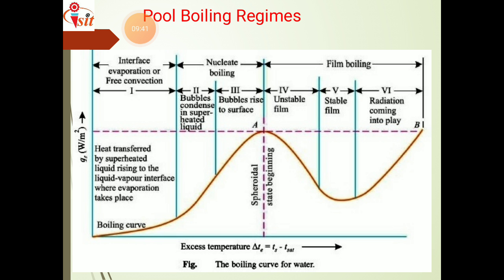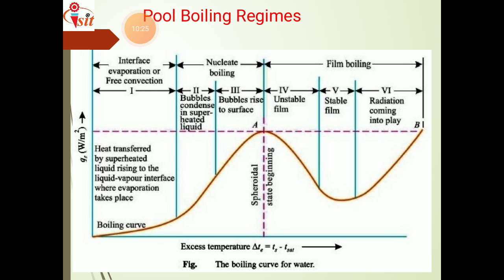First one, interface evaporation. Second, nucleate boiling, and third, film boiling. Now imagine the example that I mentioned earlier, that is, if an electrical coil is kept in water, and when electrical current is started, that liquid will start boiling. As the excess temperature, that is surface temperature minus saturation temperature of that liquid, goes to nearly 5 degrees centigrade, the interface evaporation or free convection pool boiling regime is observed.